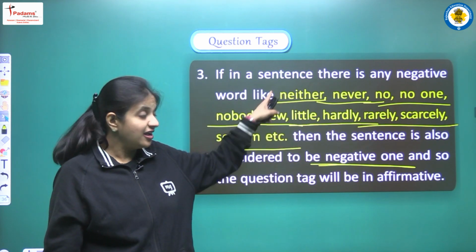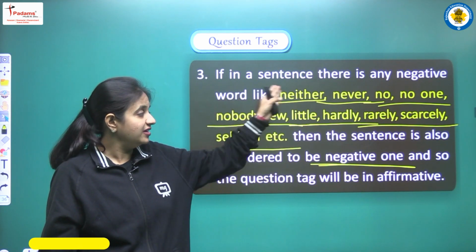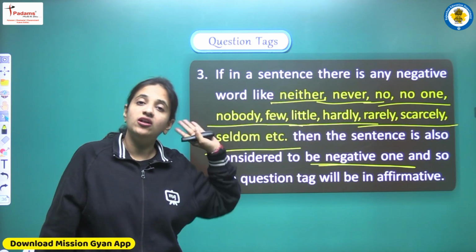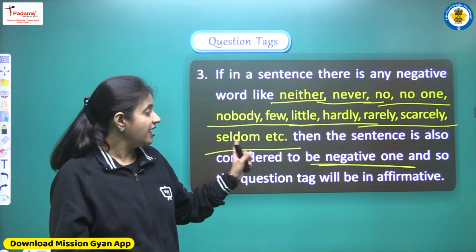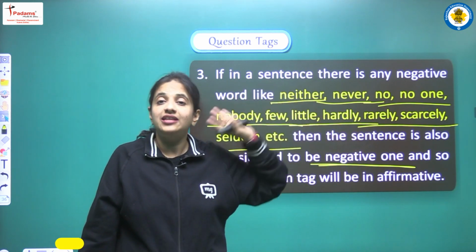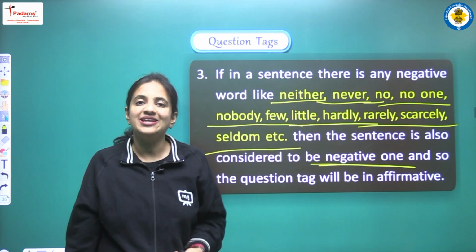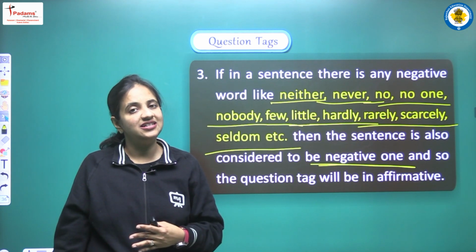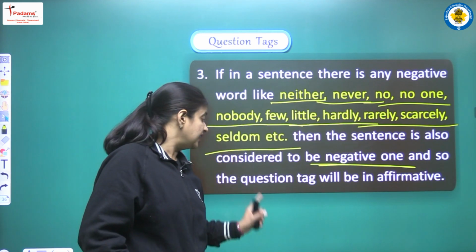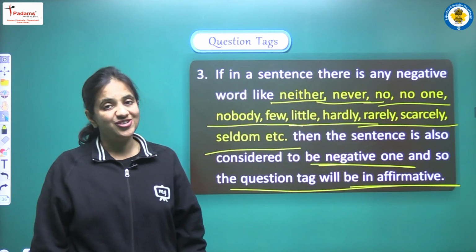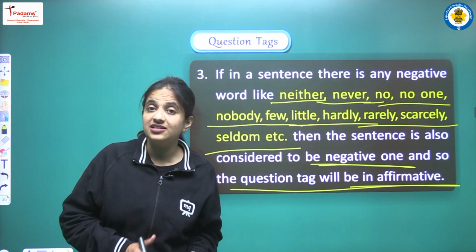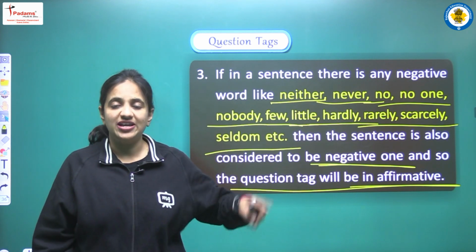We are having certain words like we are having here. So all these words are also considered to be negative. So if in this sentence we are having any of these words, then also the given statement will be considered as a negative one, and then the question tag will be affirmative, it will be positive. Okay, so it's a very important rule.